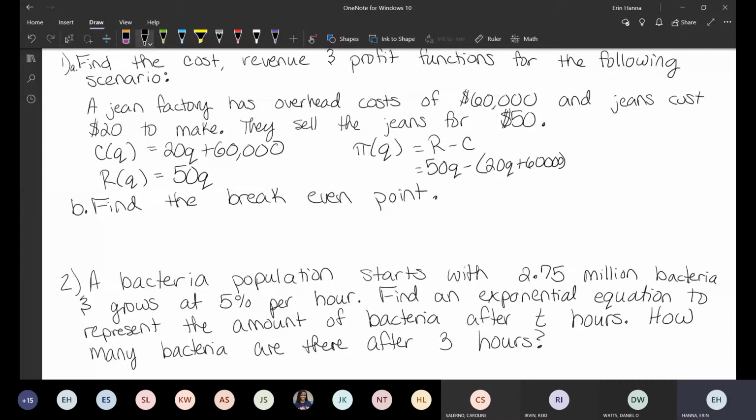So then if we distribute the negative there, we've got 50Q minus 20Q, so 30Q, and then minus 60,000. I don't know, I never thought to do this before. It's cool. All right, any questions on that one?